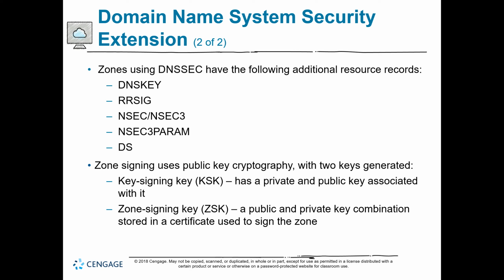You have the KSK, which is the key signing key, which has a private and public key associated with it, and then you have the ZSK, which is the zone signing key, a public and private key combination stored in a certificate used to sign the zone.